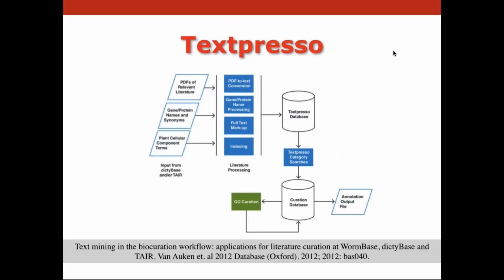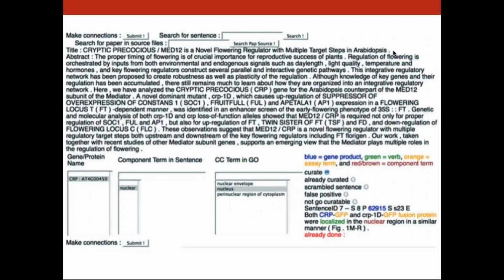What Textpresso does is it converts the PDF to text. It tries to identify the gene product names. It marks up the text of the paper. It indexes it. And then it presents it to the curator in a way that I'm just going to show you. This is from the 2012 paper that describes the implementation of Textpresso in dictyBase, and this is the curation interface.